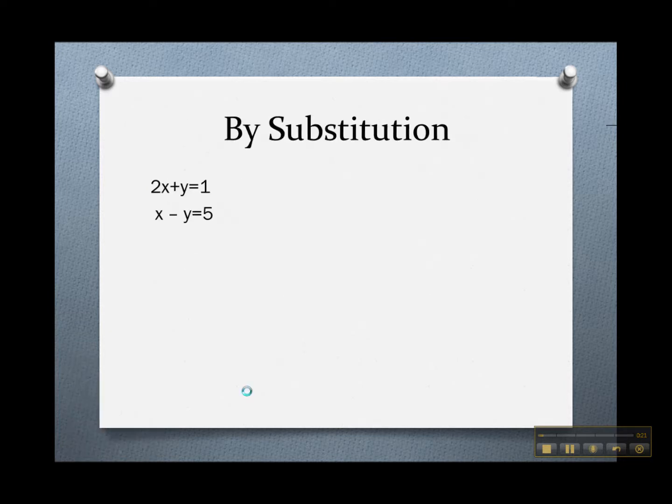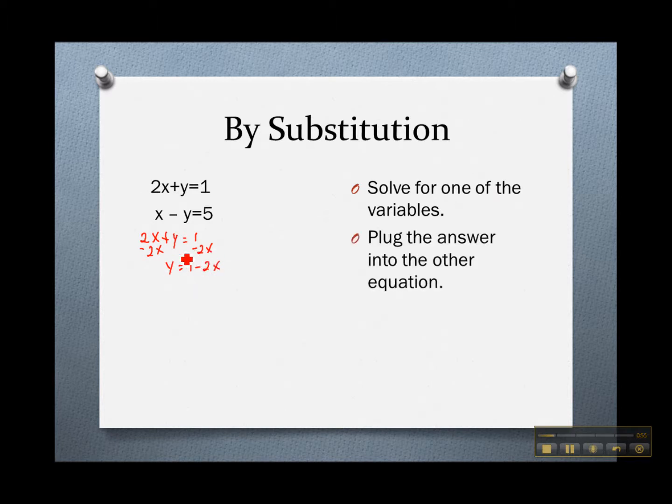The first one would be by substitution. And the first thing you need to do is solve for one of the variables. You can either solve for x or y in any equation. I'm going to go ahead and solve for y right here. So I'm going to say 2x plus y equals 1. All I need to do is subtract the 2x on both sides, and I get that y equals 1 minus 2x.